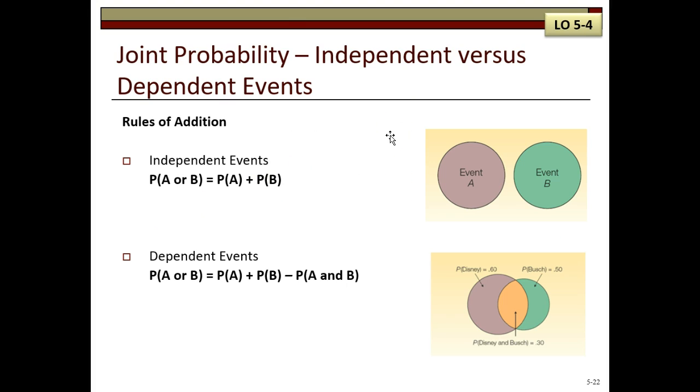So when we look at joint probability, independent versus dependent, we have our independent events, mutually exclusive, and we would do it with the special rule of addition, right? The probability of A or B equals the probability of A plus the probability of B. And then our dependent events, where they are not mutually exclusive, we would find it by finding the probability of A plus the probability of B minus the probability of A and B.